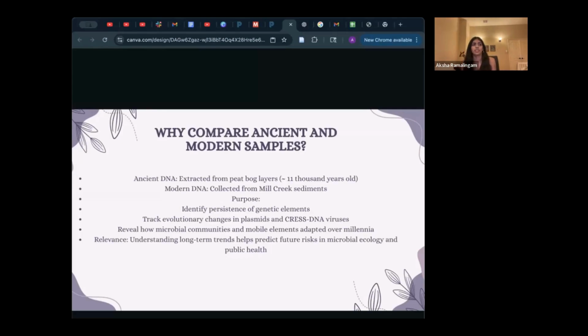And how this matters for public health, which is another lens I viewed my project through, is because these mobile genetic elements can still shape microbial communities today, even though they were from 11,000 years ago. So for example, like I said, plasmids often carry antibiotic resistance genes. So if certain genes or replication strategies have survived over those thousands of years, it suggests that they are very stable and could continue to influence bacteria in the future. So that helps us predict whether resistance traits will stick around or evolve in new ways.